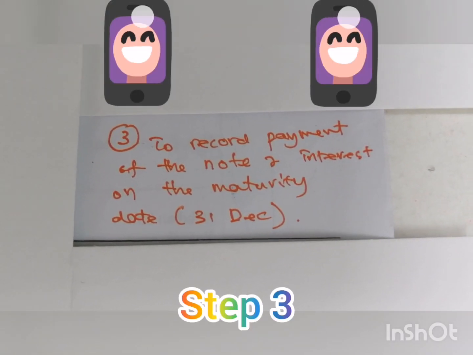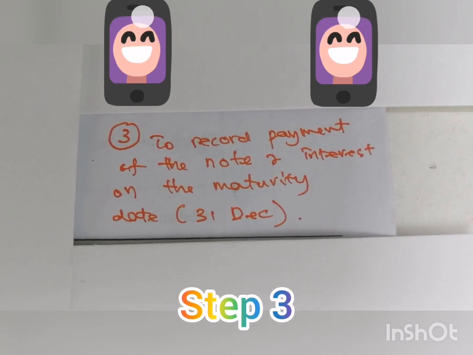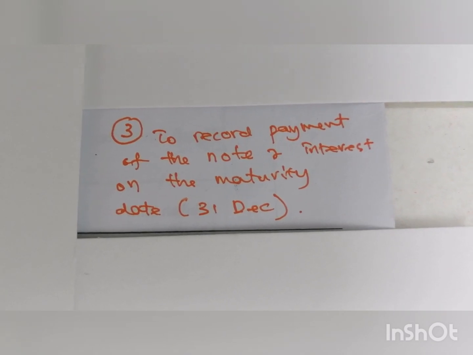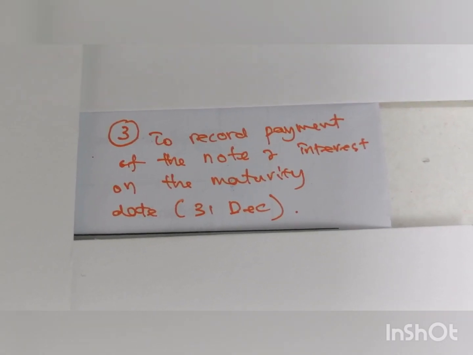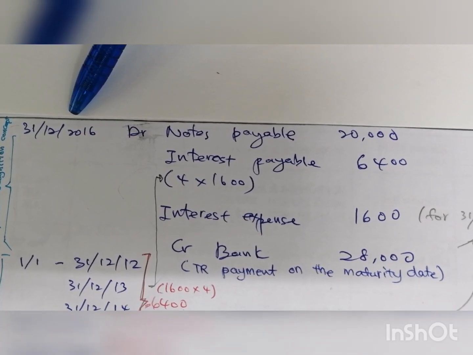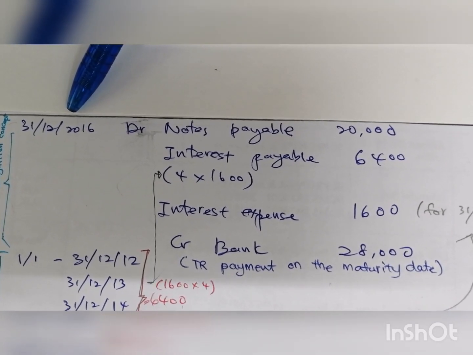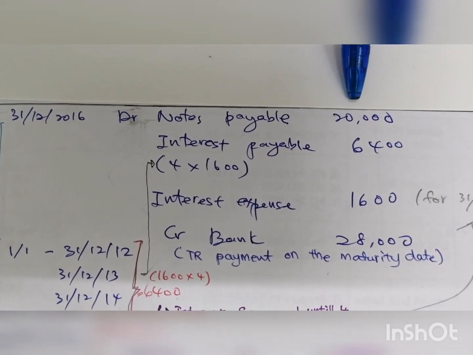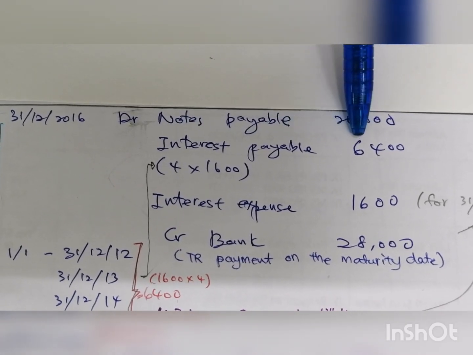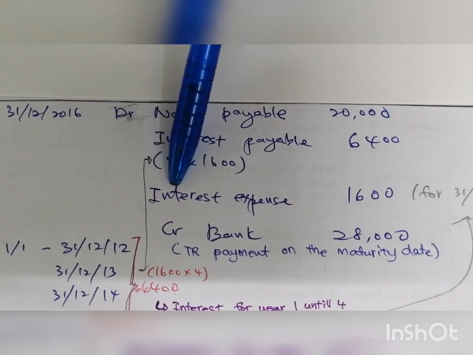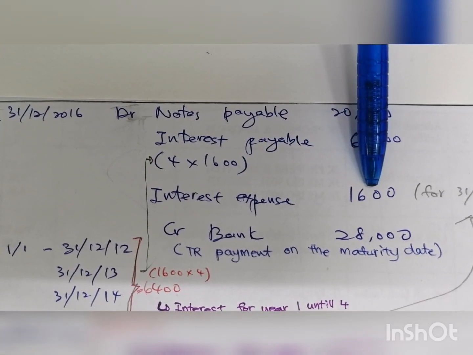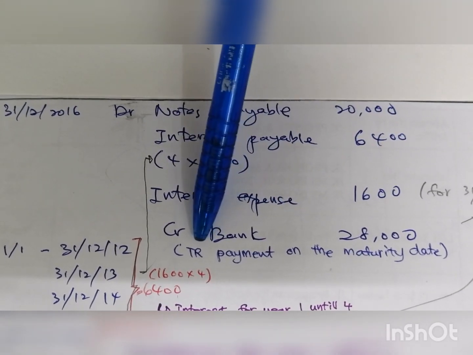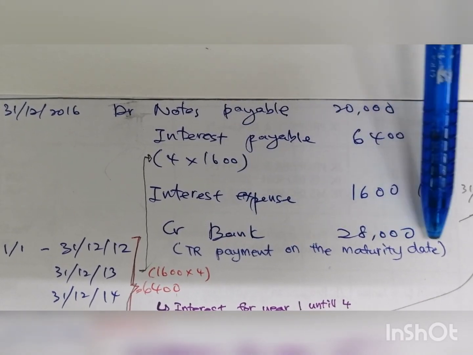Step 3 is to record the payment of the notes and interest payable on the maturity date, at the maturity year. At the maturity date, 31st December 2016, we debit notes payable 20,000 and interest payable 6,400, interest expense 1,600, then we credit bank 28,000. The explanation will be to record payment on the maturity date.